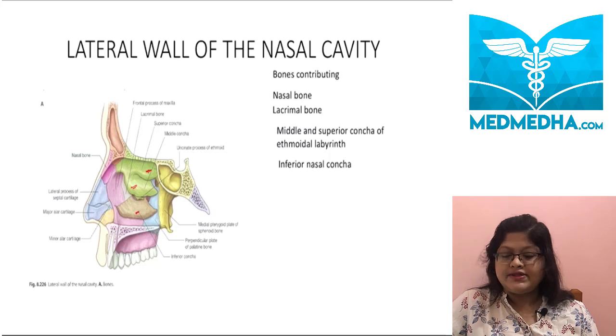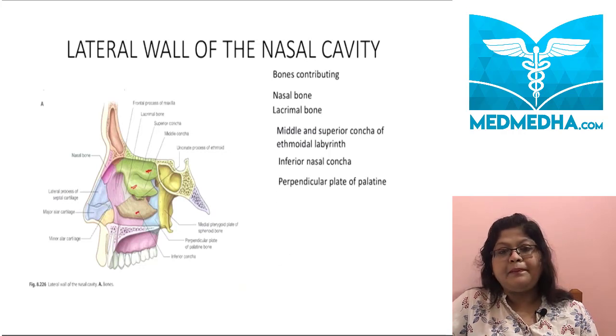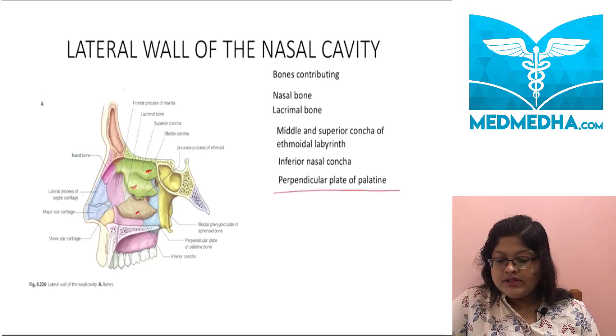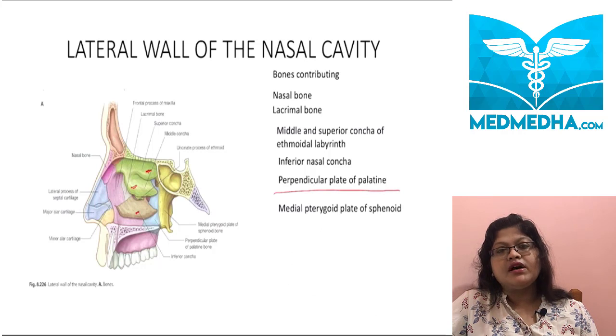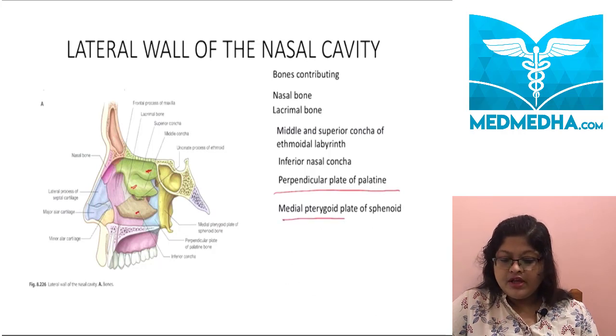The floor is formed by the perpendicular plate of the ethmoid bone. Also, the medial pterygoid plate of sphenoid gives a bit of contribution. So now we come to the features.